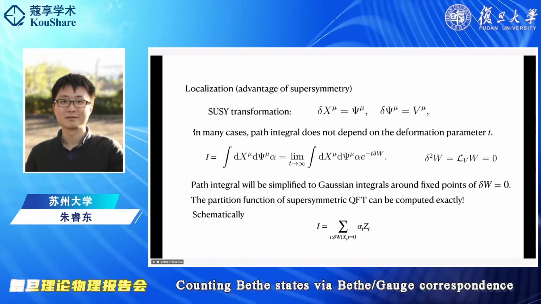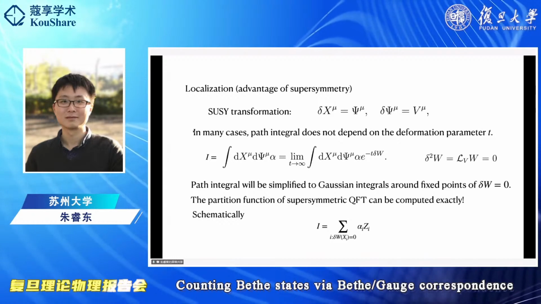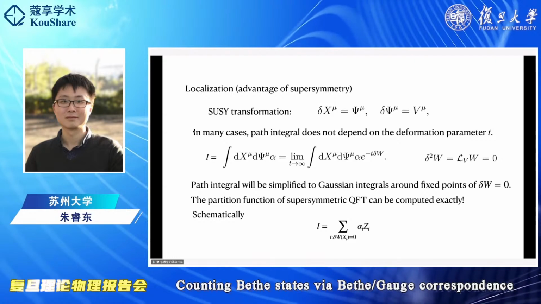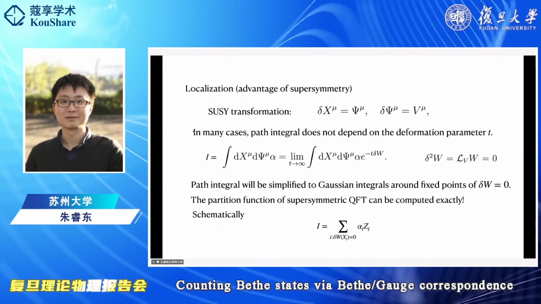So that's a rough idea, but why do we want to consider supersymmetry? It actually makes the system more complicated. We are introducing more fields into the system; we have more degrees of freedom. However, if we have a supersymmetry, we can use a technique called localization.